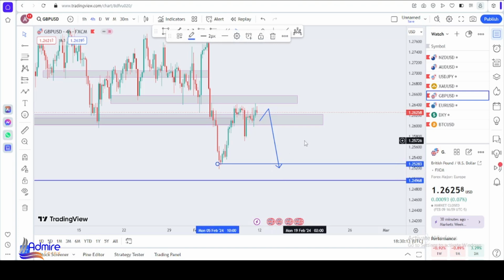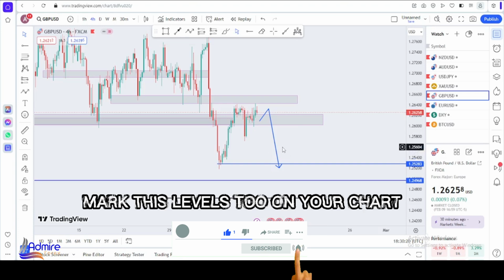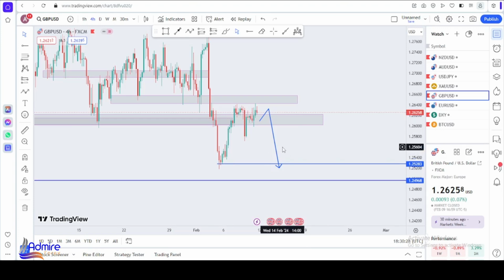Okay, so you'll be bearish on GBP USD, and you guys please do well to mark out these zones just the same as I have marked them out on my PC, so that it can be easy for you to know the zones and areas of interest in which you are to take trades. Okay, you can see how well we have been doing this consistently for the past few years.